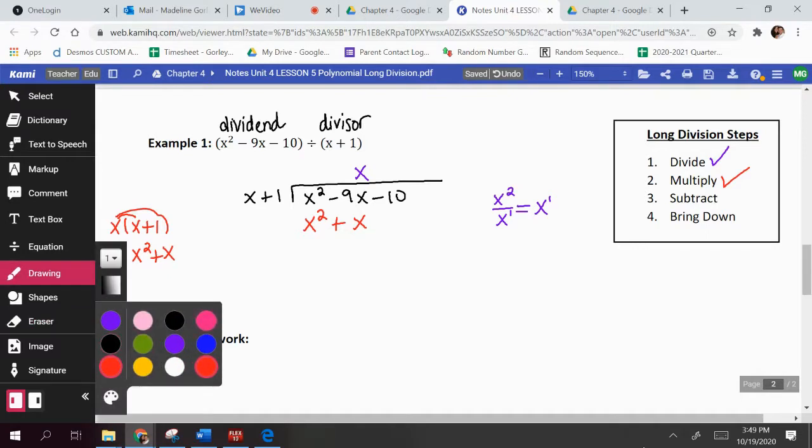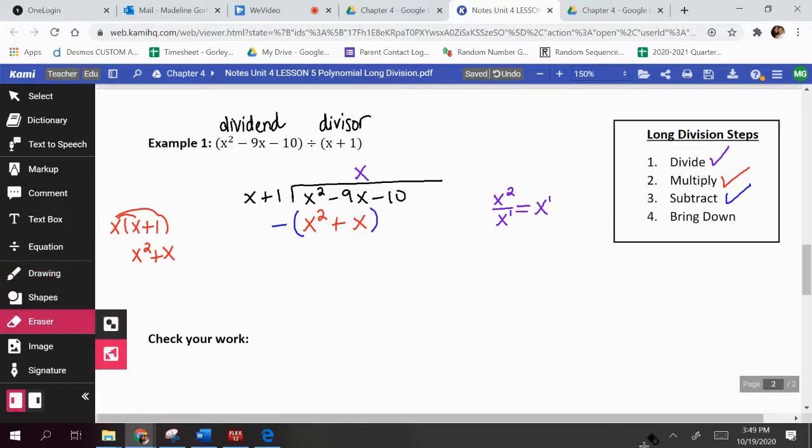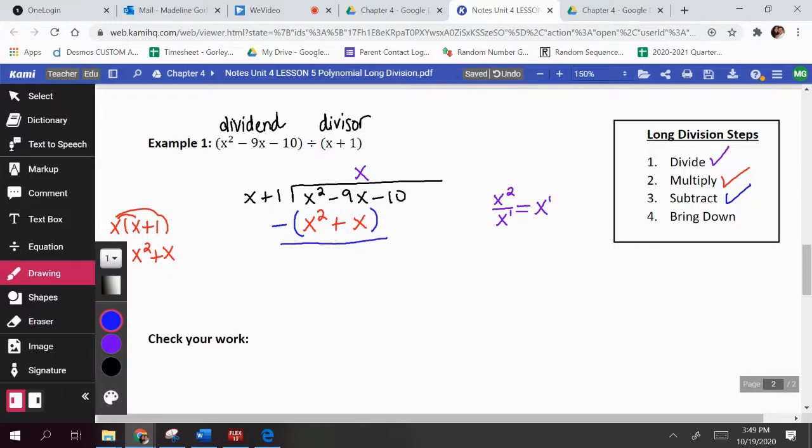So divide, multiply, and subtract is next. When I'm subtracting this entire quantity, I have to be careful and make sure I distribute the negative sign through to each term. I like to say to myself, when I draw the line, I'm going to change all the signs, because as I distribute this through to both terms, this is going to become a negative x squared, and this is going to become a minus x. So when you draw the line, make sure you distribute and change the signs. x squared minus x squared, those go away. Negative 9x minus x is negative 10x.